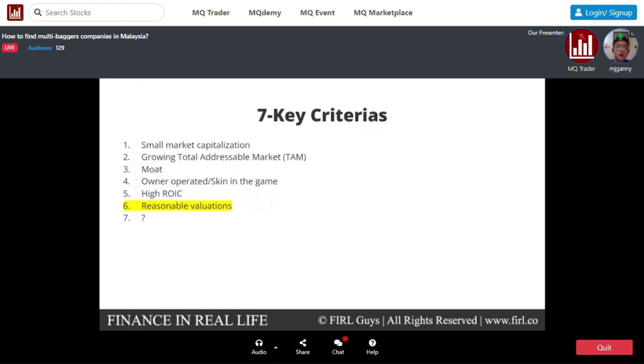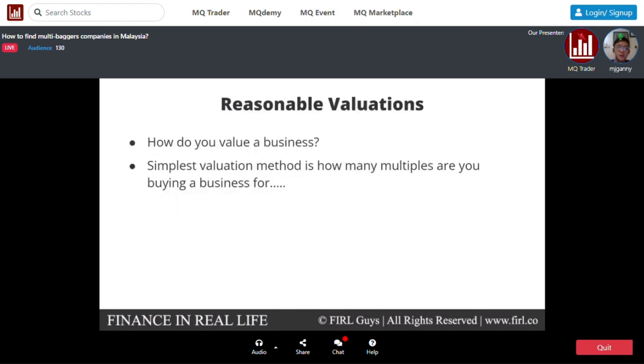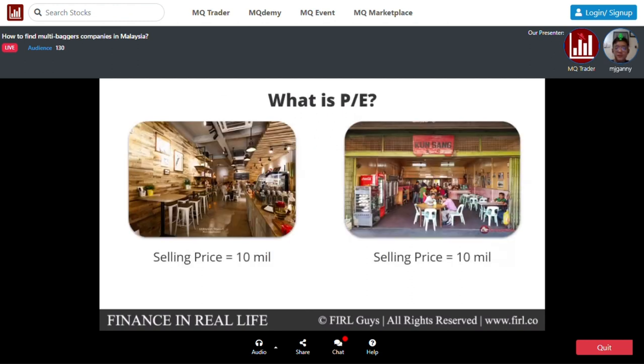Now, number six is reasonable valuations. I'll breeze through this. Some of you have heard of the PE ratio, so I'm just going to give a very brief description.